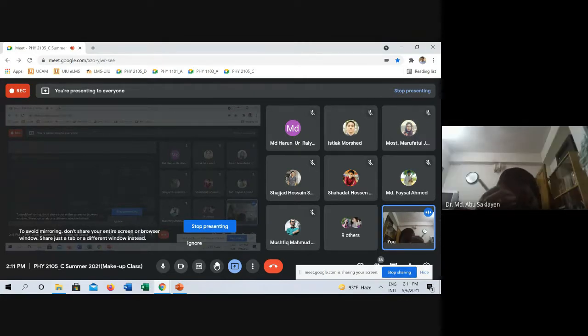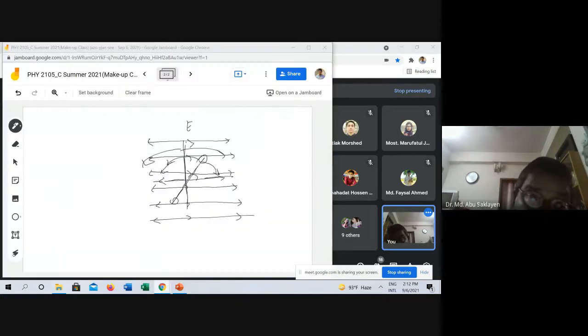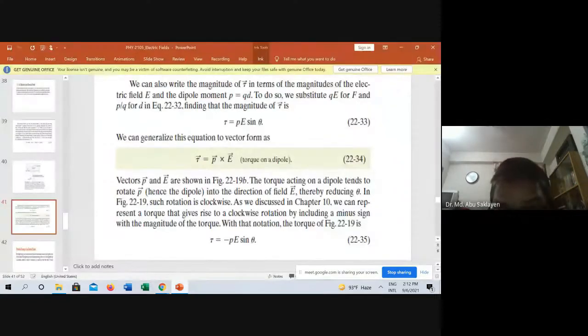And do you know there is a relation between work done and torque? There is a relation between work done and torque. Where is the relation?